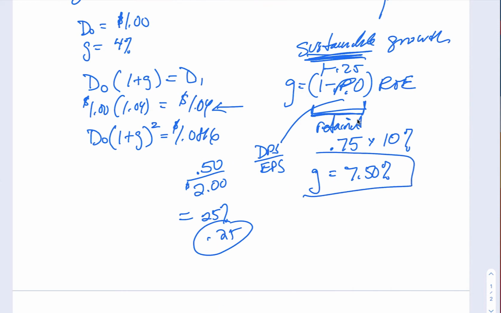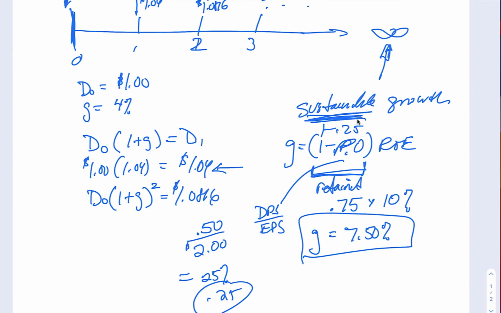That's a bit of a high sustainable growth rate. You know, most companies, on average, over a long period of time, don't grow at 7.5%. I mean, they may grow for a period of time at 7.5% or more, but they can't grow forever at 7.5% because they'd be growing faster than the economy. And if you grow forever into infinity, that company will take over the entire economy eventually. So it doesn't quite make sense.